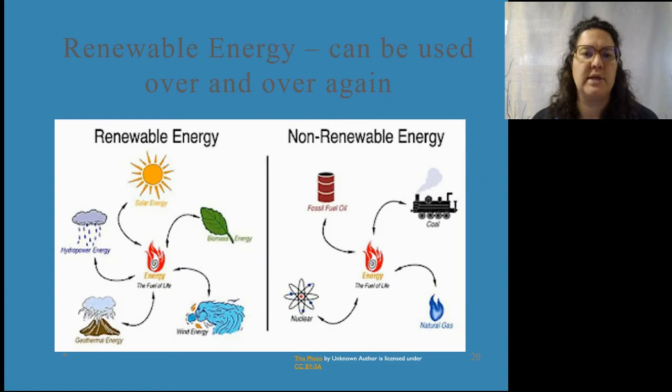Now, renewable energy can be used over and over again. So some forms of renewable energy that are used in Canada include solar energy, biomass energy, or the burning of wood-type fuels, hydropower energy, geothermal energy, and wind energy.